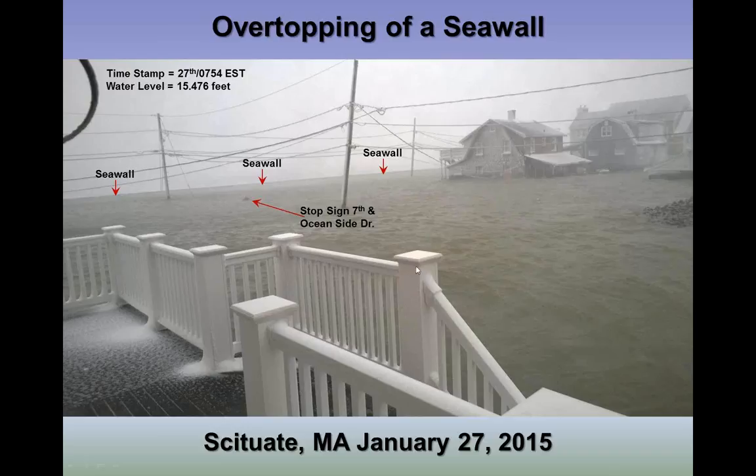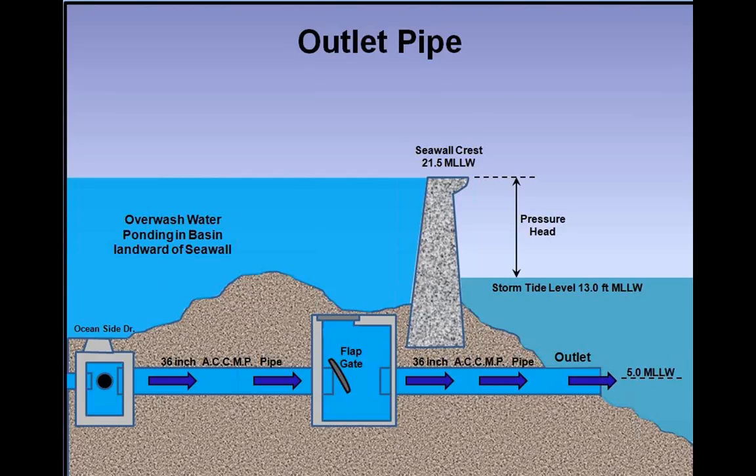They flooded and caused extreme ponding behind the seawall. You can see a stop sign right here with just the very top of it showing, just to give you an idea how deep the water is trapped behind the seawall itself. Here's a side view of the event. We have the waves coming over the seawall, ponding behind it.